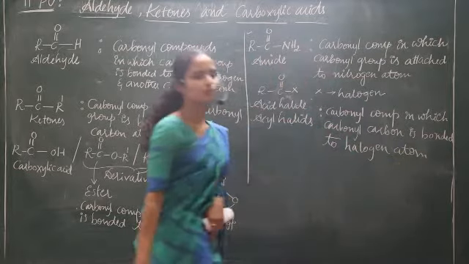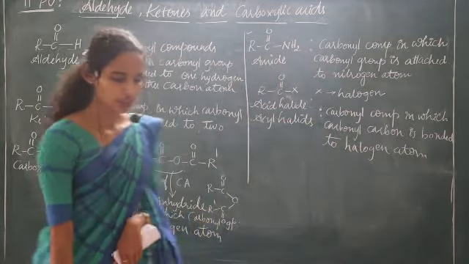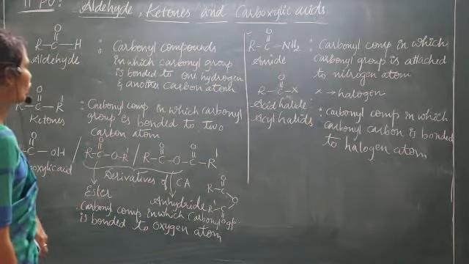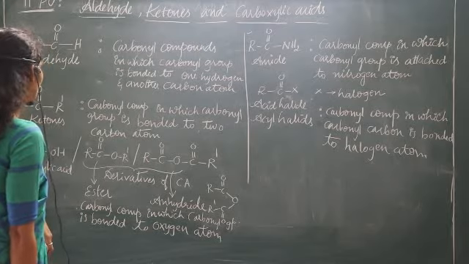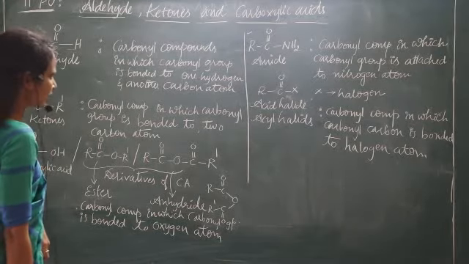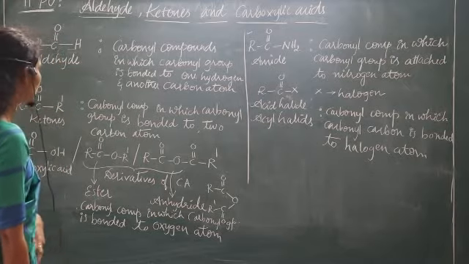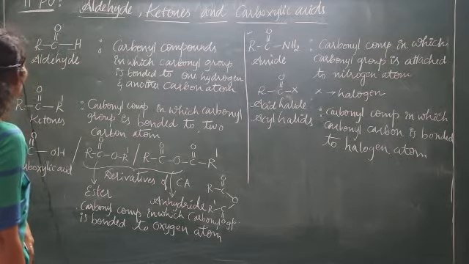This is about carbonyl compounds, that is, carbon oxygen double bond. First one aldehyde, ketone, carboxylic acid, amides and acyl halides. In this lesson we are going to discuss these three compounds.